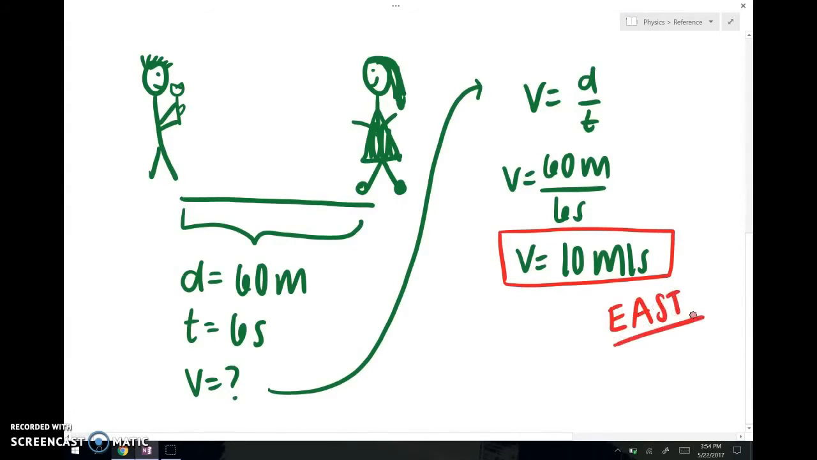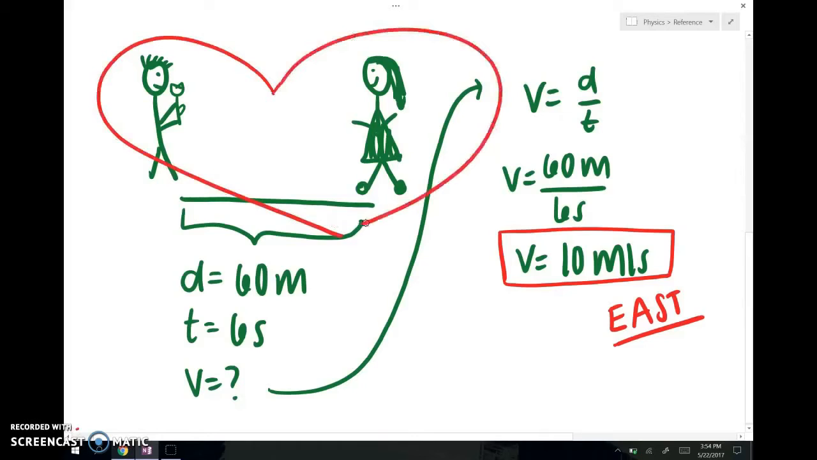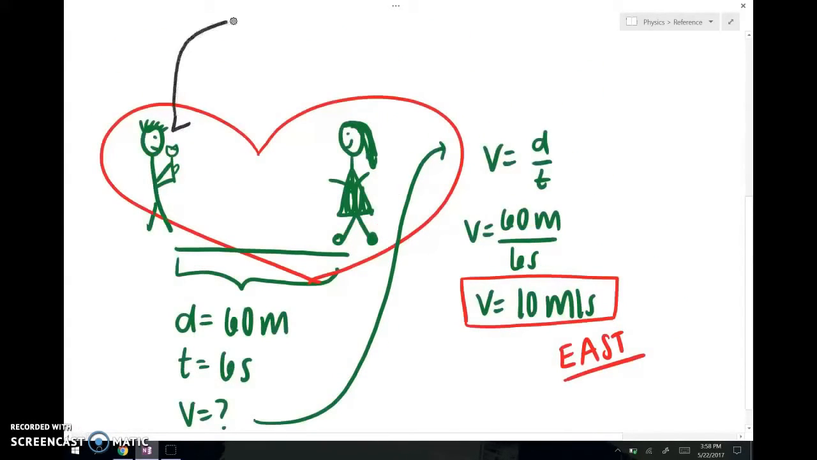This is the speed value. If the question called for velocity, we would add east at the end of it because that's the direction that Mr. Sartorius was going in.